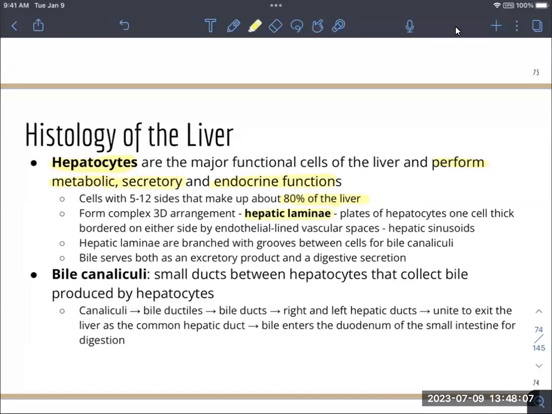And these hepatic lamina, they are branched, and they form these grooves where this bile canaliculi come through, and they're going to make bile. This bile is a digestive product. So this bile canaliculi, it's a duct found between the hepatocytes, and it's going to collect the bile that is being made. So we have the canaliculi that make the bile ductules that go to the bile ducts. Then we have the right and left hepatic duct, and they're going to unite for the common hepatic duct. From here, the bile goes into the duodenum, and it helps with digestion.